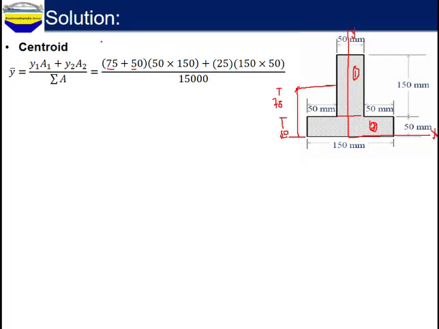Equals 125, times A1, times area 1, plus Y2 times area 2. What is Y2? Y2 is from the base up to the center of shape 2. So, the distance to the center of shape 2 is 50 divided by 2, which is 25 mm. Therefore, 25 times area 2 divided by the summation of area. Therefore, Y bar equals 75 mm from the bottom.